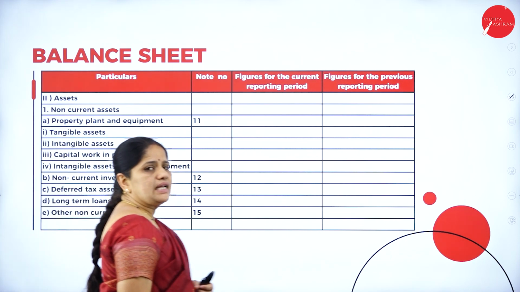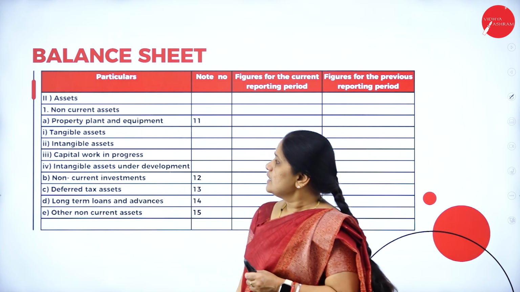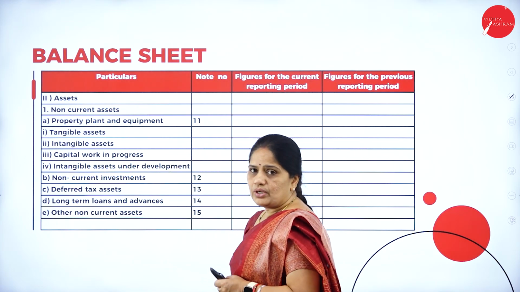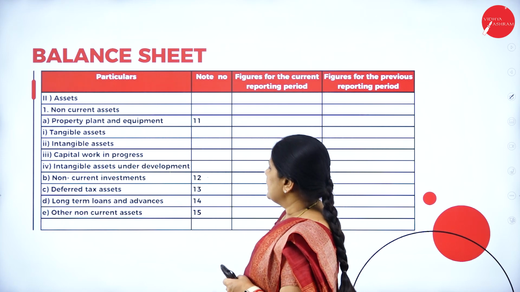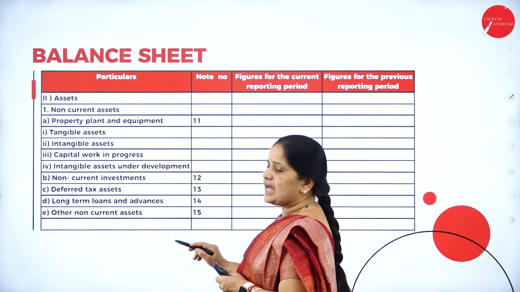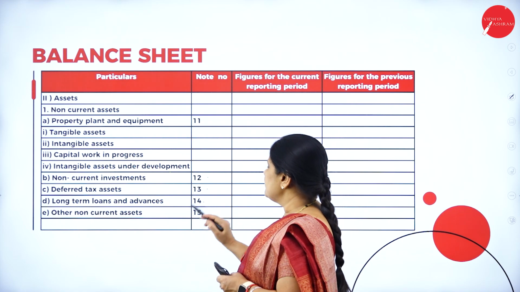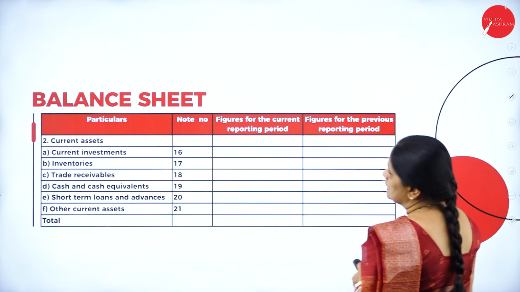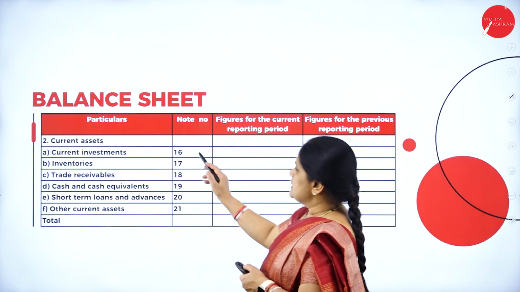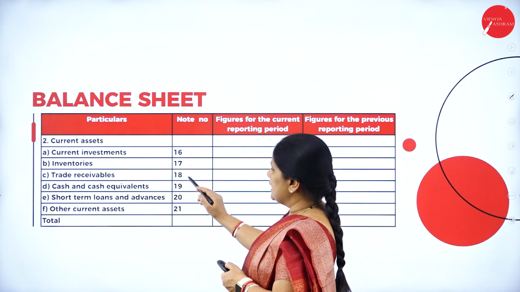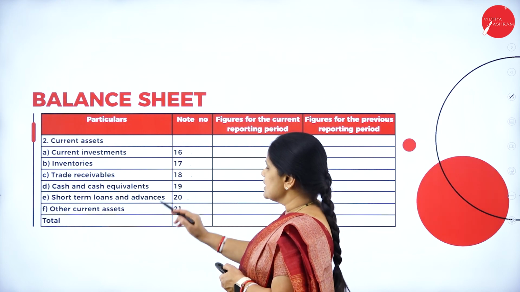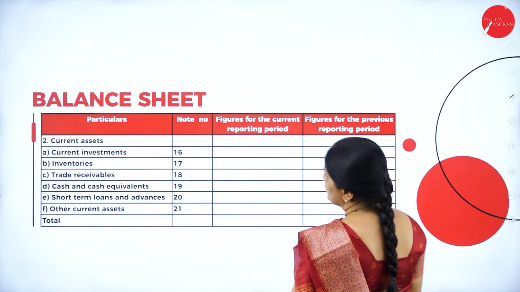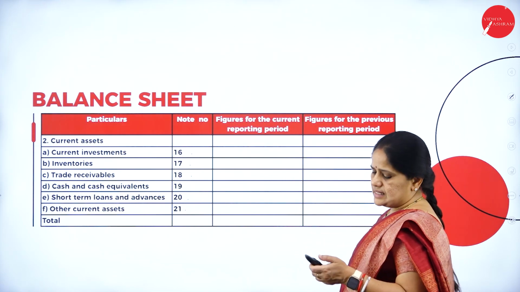Now we have to make a list of the assets which are there. So first thing is the non-current assets. They all come under Schedule 11. Then non-current investment, Schedule 12. Deferred tax assets, 13. Long-term loans and advances, 14. Other non-current assets, 15. Then we have current investment, 16. Inventory, 17. Trade receivables, cash and cash equivalents, short-term loans and advances, other current assets. So we come to the end of the total of the assets column.